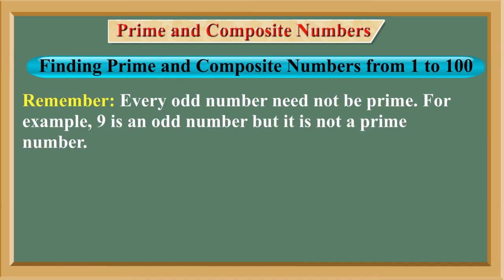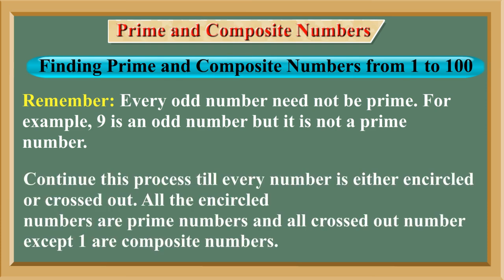Remember, every odd number need not be prime. For example, 9 is an odd number but it is not a prime number. Continue this process till every number is either encircled or crossed out. All the encircled numbers are prime numbers and all crossed out numbers except 1 are composite numbers.